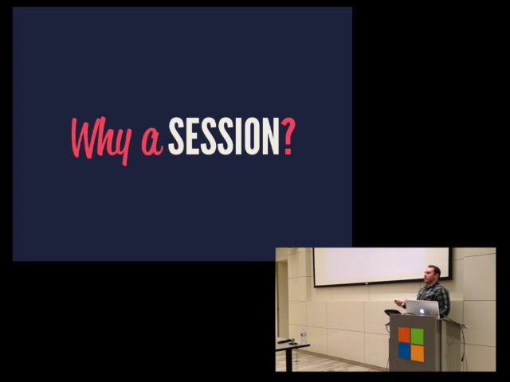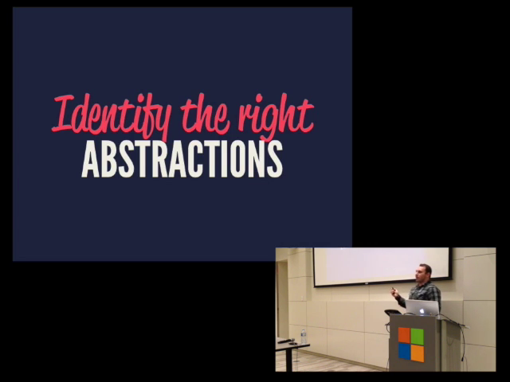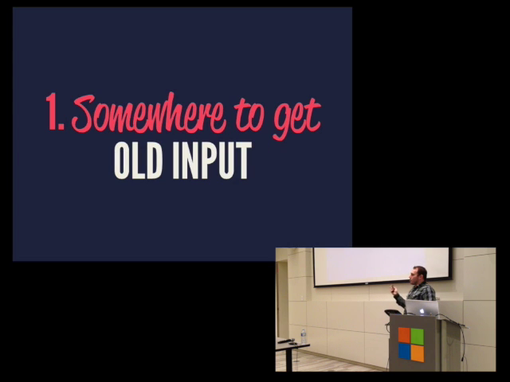So the next step in trying to write packages that are more reusable, more decoupled from the environment that you're writing them in, is to really focus on identifying the right abstractions. So I'm saying that we don't really care about a session. I think we actually care about two things. The first one is somewhere to get old input from. It could be a session, it could be a cache, it could be the request object, it could be the file system, it could be a call to an external API. It doesn't matter. The form builder just cares that it receives some collaborator that knows how to give it the old input. When it asks for the old input, it gets the old input.